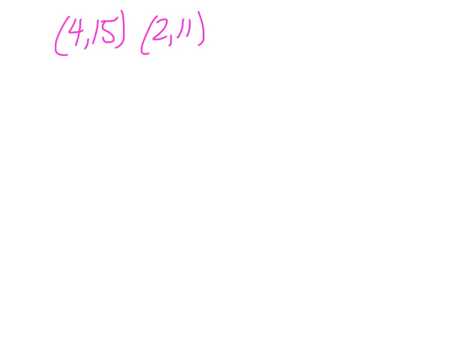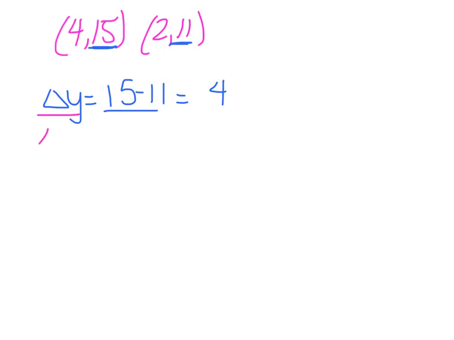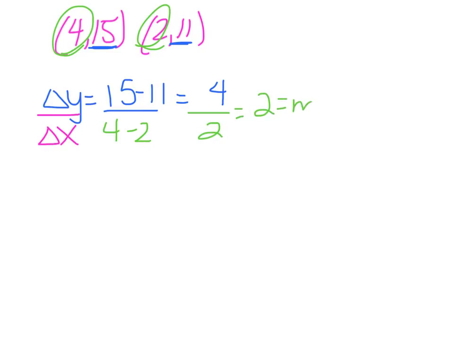Alright, so the second part of the problem, we're going to do the same thing with the points (4, 15) and (2, 11). So we're going to start by finding the change in y. So we have a 15 and 11, so we are going to subtract 15 minus 11, which gives us 4. In the denominator, we're going to do change in x, which is our 4 and our 2. So we're going to do 4 minus 2, which gives us 2. We can simplify this. 4 divided by 2 will give us a slope of 2.